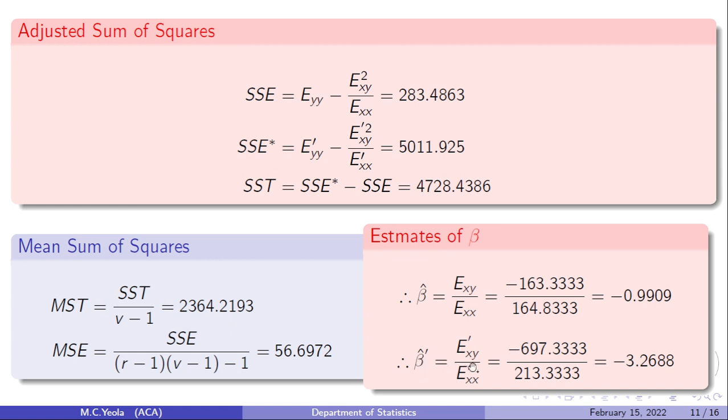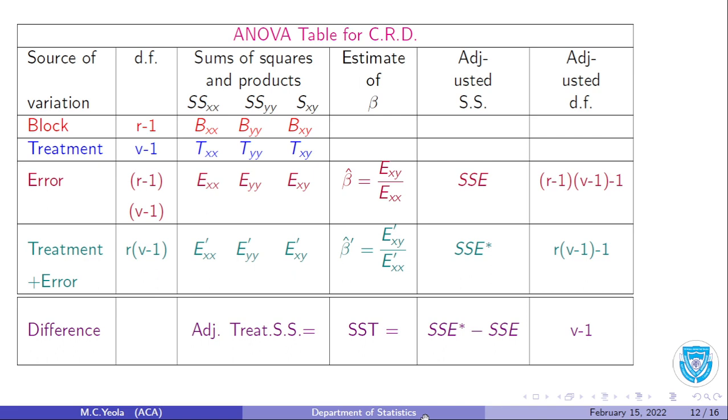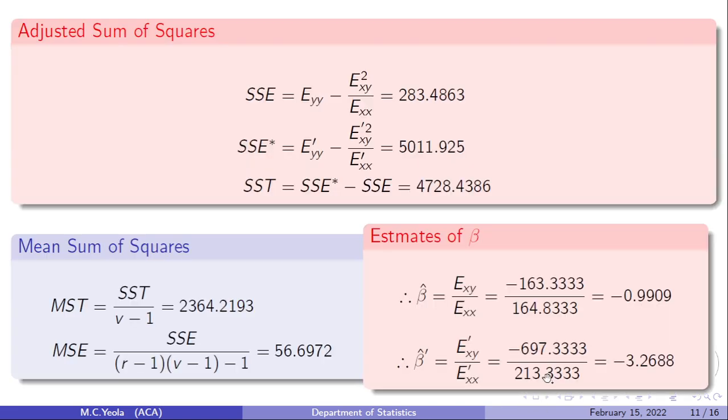And beta dash hat is E dash xy upon E dash xx. These values we have in the previous slide. E dash xy is this value, minus 697.33, and E dash xx is 213 here. By dividing this with this, we are getting minus 3.26. So beta hat and beta dash hat we have obtained.